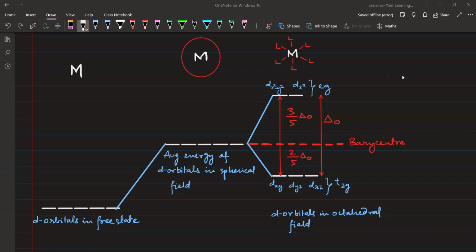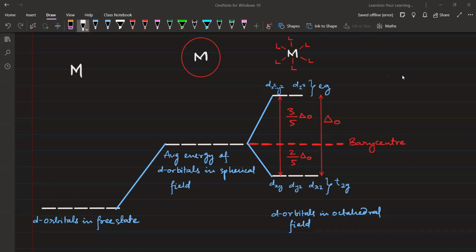Further, when the metal is approached by ligands properly, the ligands approach along the axes, because that is the most symmetrical way when you have an octahedral complex, that is, six ligands. We have three axes, x, y, and z. If I take the negatives, I get six positive and negative directions together. So from those axes, the ligands are going to approach.